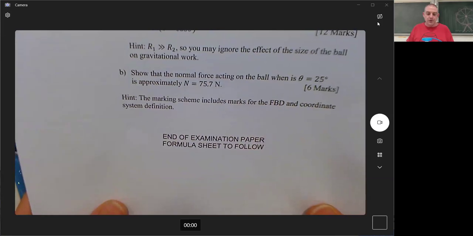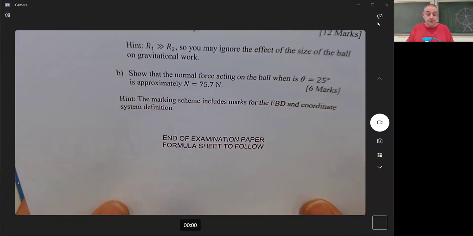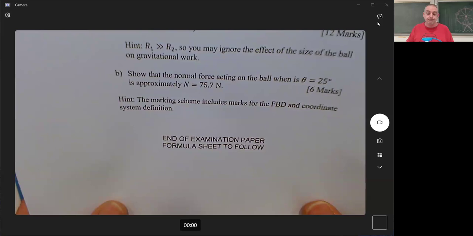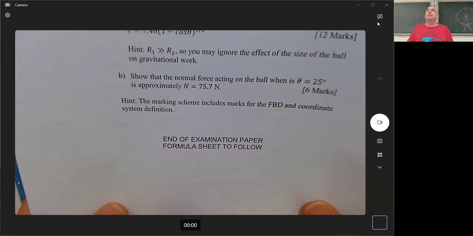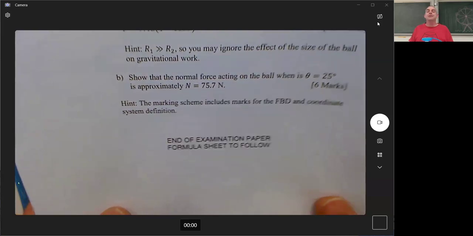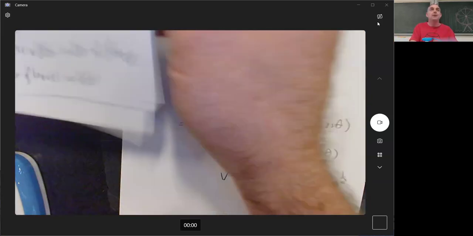Show that the normal force acting on the ball when theta is 25 degrees is approximately 75.7 newtons. Tell me about that question. They're in the normal direction.